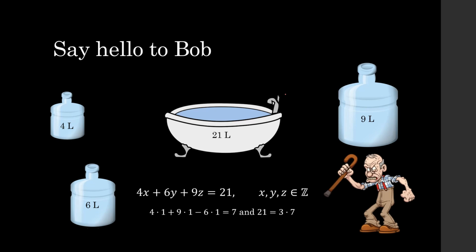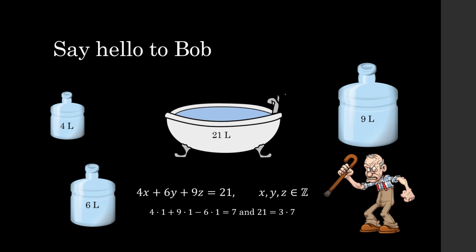And so maybe this isn't incredibly obvious, but if you spend some time looking at the values and trying to think how we're going to do this, you might notice that if I do 9 minus 6, I get 3, and if I add 3 to 4, I get 7. And why is that useful? Well, 21 is equal to 3 times 7.